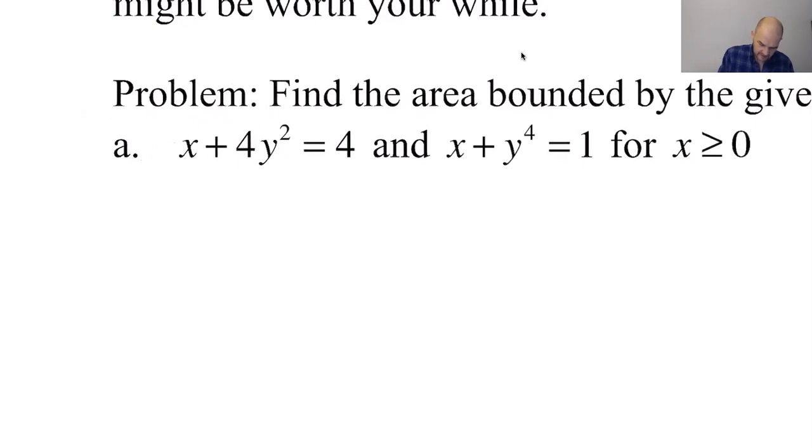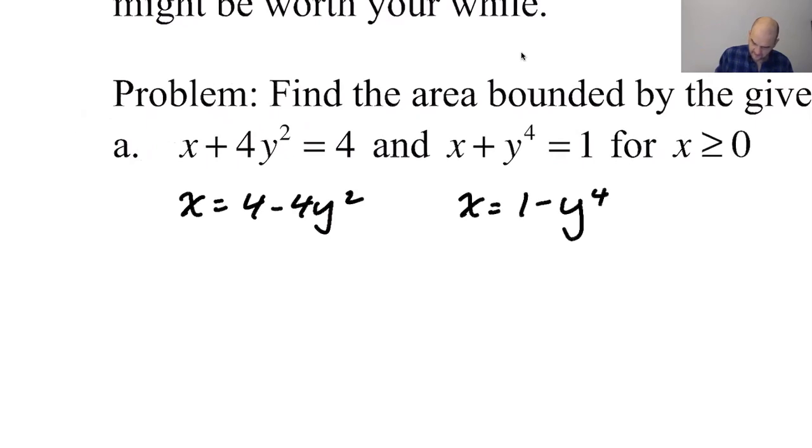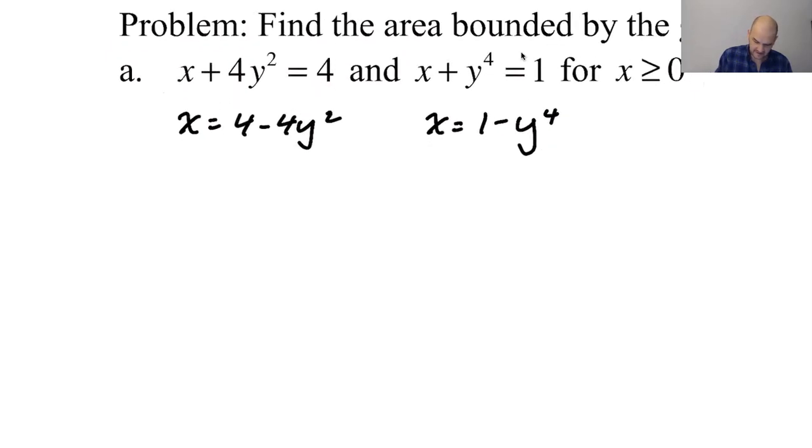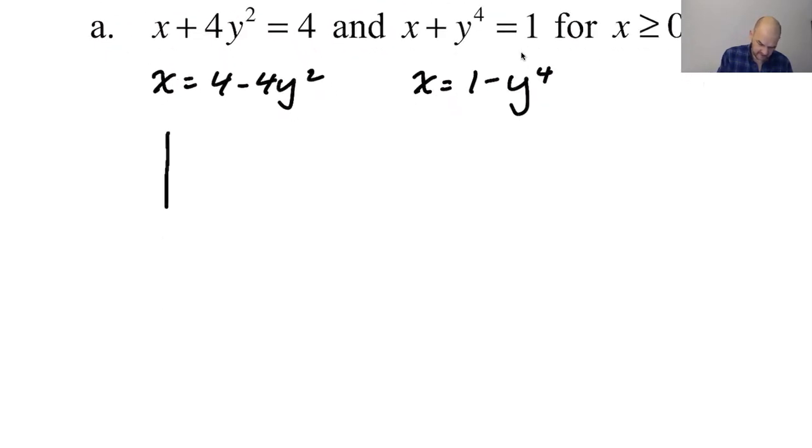So what I'm going to do is say that this is x equals 4 minus 4y squared, and this is x equals 1 minus y to the fourth. X is going to be greater than or equal to 0, which means we're to the right of the y-axis, which is probably a good thing, but who knows. So let's see what these look like if we can get a sense of it.